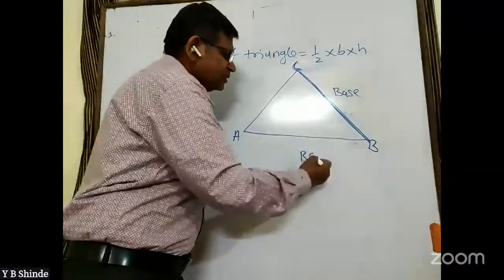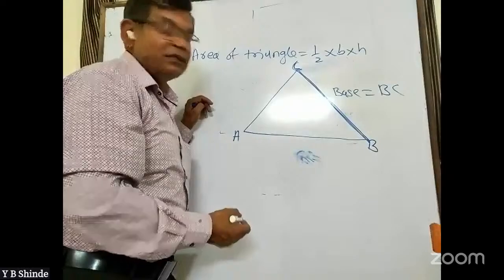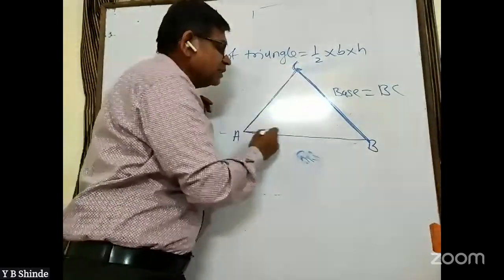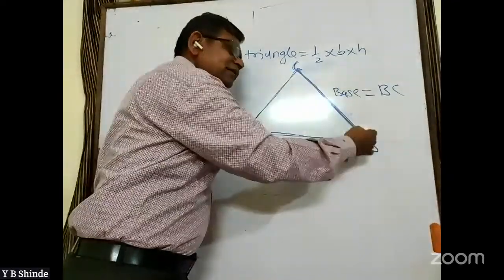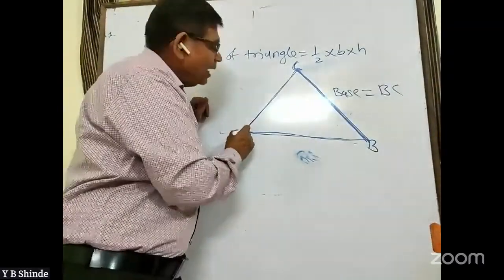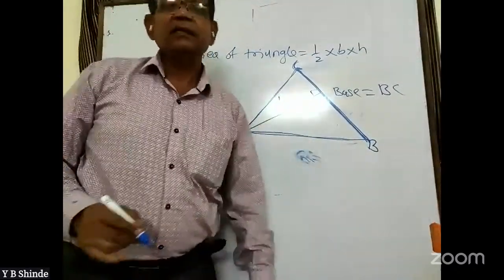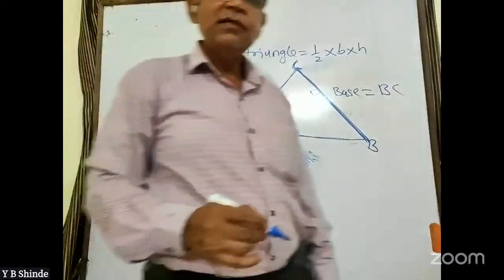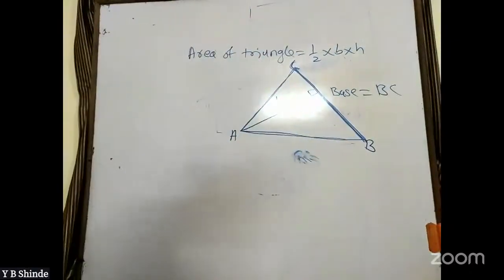Suppose BC is the base. Then where is our height? Is it our height? No. Is it our height? No. For that reason, you have to consider the vertex opposite to the base side. This is A. And the perpendicular on this side will become the height. You got my idea? Perpendicular to the base is the height of the triangle.